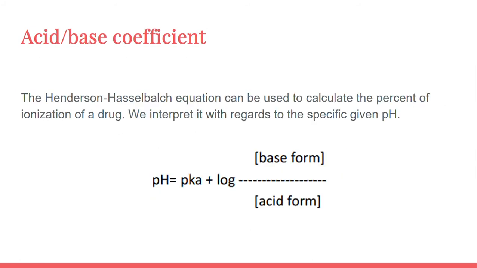The Henderson-Hasselbalch equation can be used to calculate the percentage of ionization of a drug. We interpret it with regard to the specific given pH, and this is extremely important.